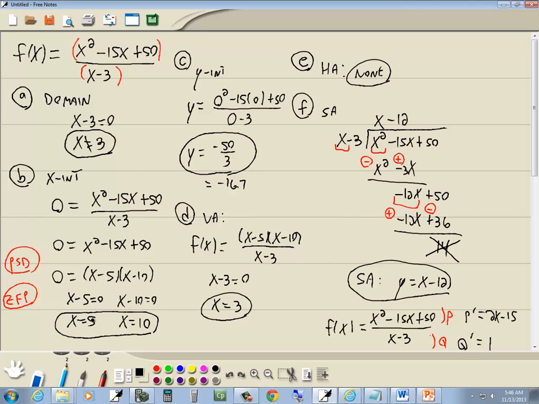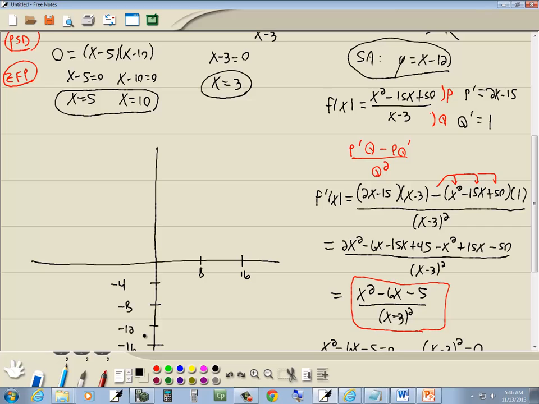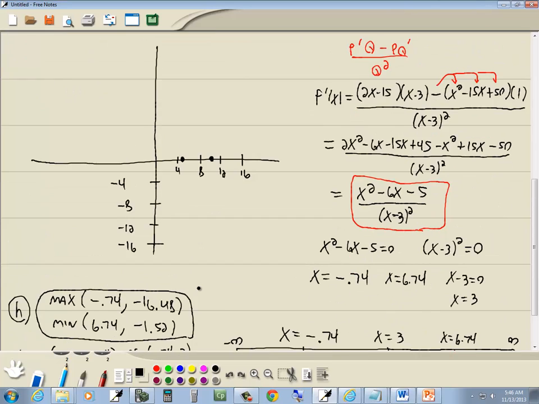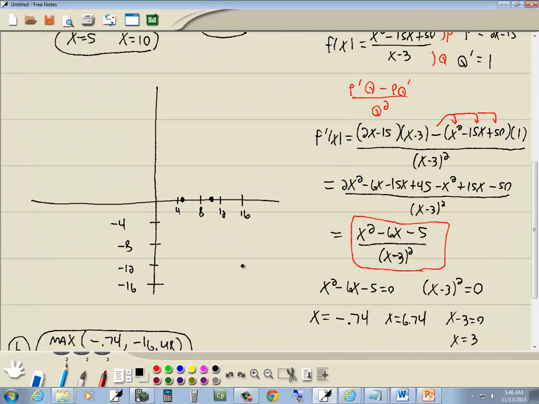Now, domain doesn't matter for right now. Our x-intercepts are 5 and 10. Here would be 4. So 5 would be, I don't know, right there, let's say. 10 would be, let's see, here's 12. Right there. Those are x-intercepts. Okay, our y-intercept is negative 16.7. So it'd be somewhere right here.